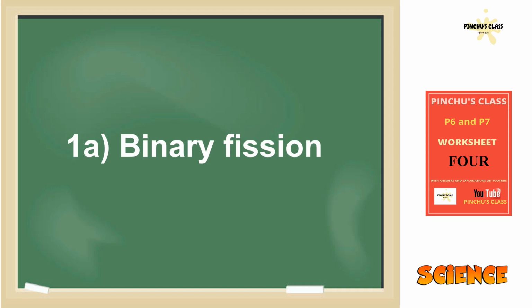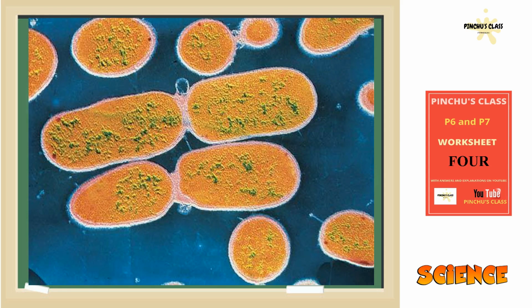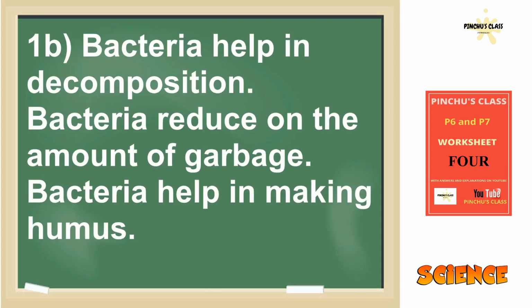Number 1A, bacteria reproduce by binary fission. If you don't say binary fission, you can say cell division. Yes, so bacteria reproduce by binary fission. Let's go to number 1B.